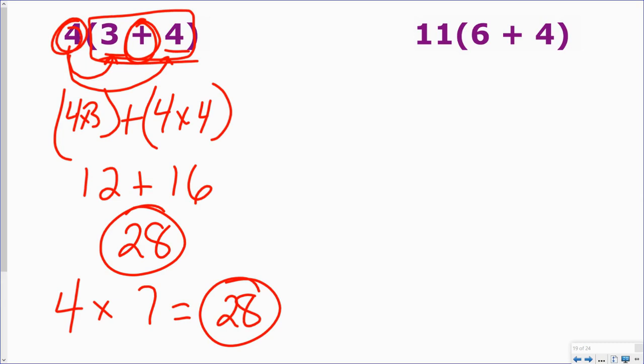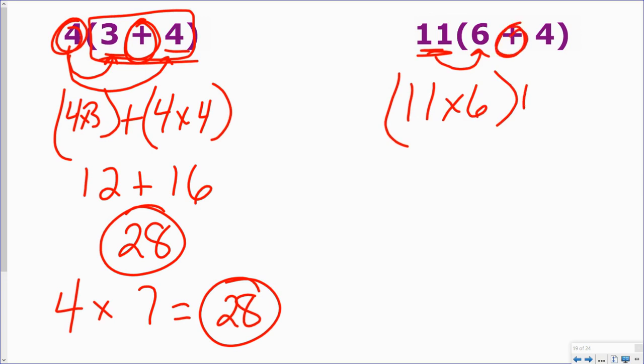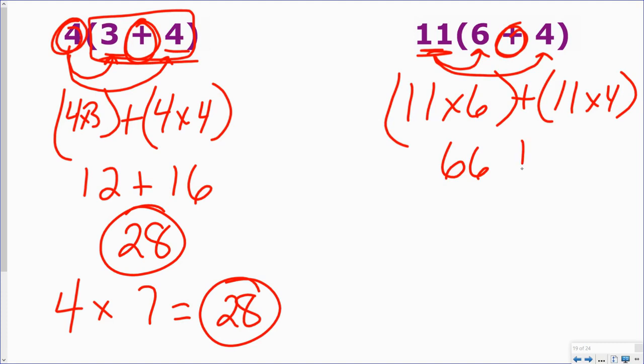So if I take a look here, I'm taking my 11 and distributing it to each number inside the parentheses. So 11 times 6, and again, addition. And then I take 11 times 4. And so 11 times 6 is 66, plus 11 times 4, which is 44. And when I take 66 plus 44, I get an amount of 110.